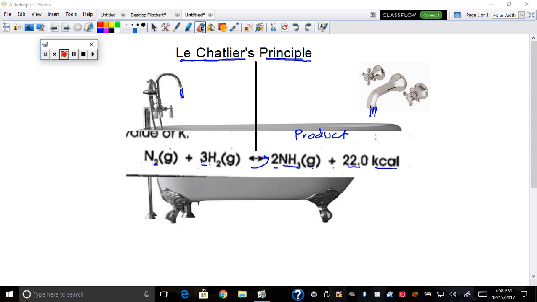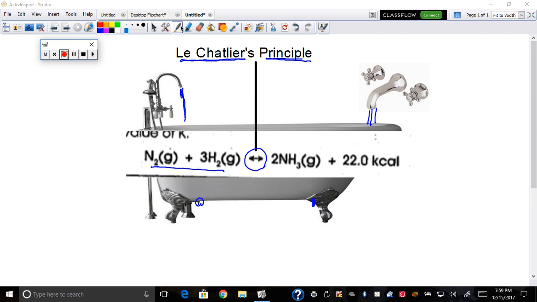Now, I want you to think about this as a bathtub. When you have a double arrow, you have Le Chatelier's principle here. Imagine that all the reactants are on this left side of the divider, and you can do one of two things. You can either add water on this side of the bathtub, or there's a plug down here. You can pull this plug. Same is true for the other side. Over here you can add water, or let's say there's an imaginary plug on this side too.